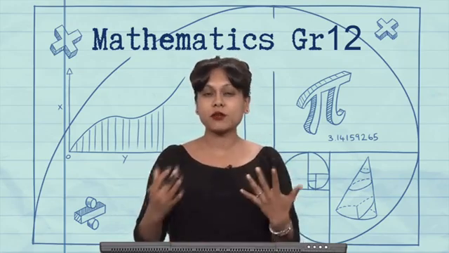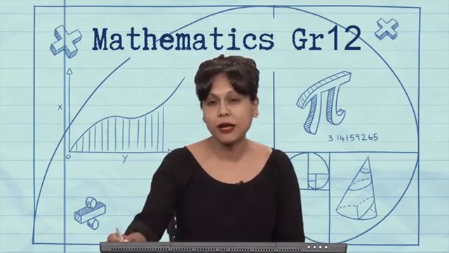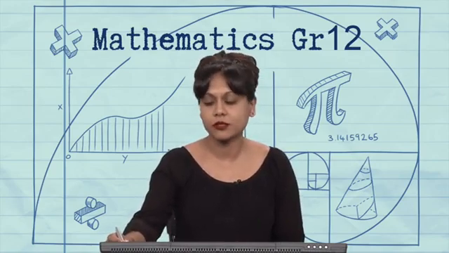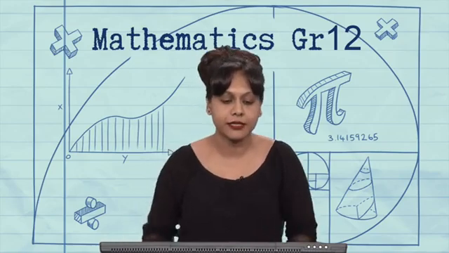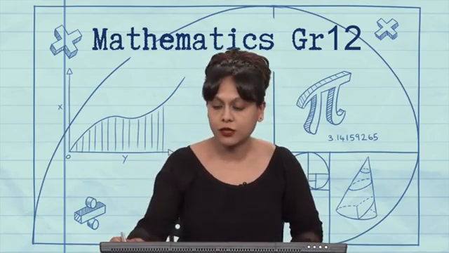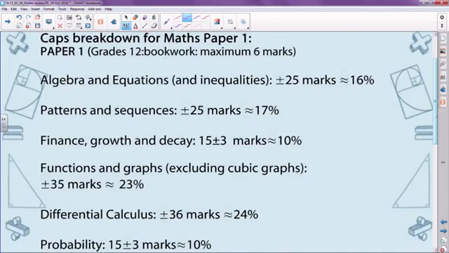Okay, so I first want to go through what you can expect in your maths paper 1, not your prelim, your final exam. So this is your CAPS breakdown, and obviously your prelim will have a similar breakdown as well. For paper 1, for grade 12, the book work, and that's all your theory, is restricted to a maximum of 6 marks. Algebra, equations, inequality, that's about plus minus 25 marks, which is about 16% of your paper.